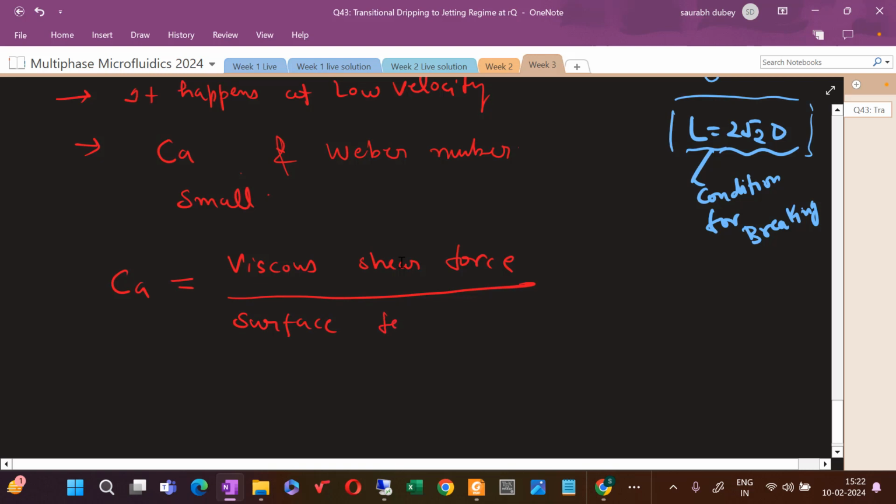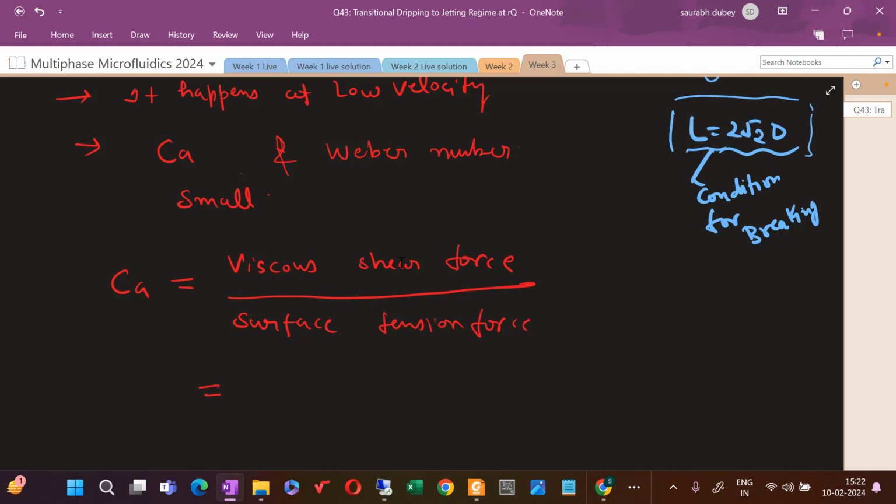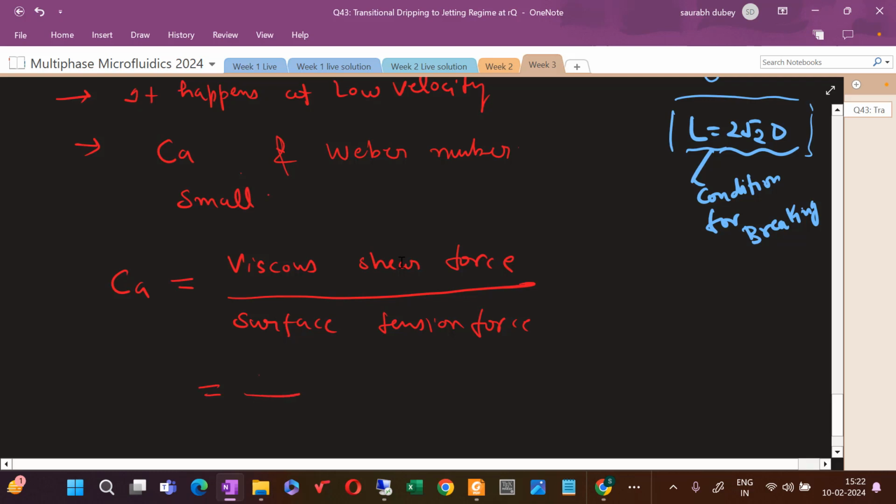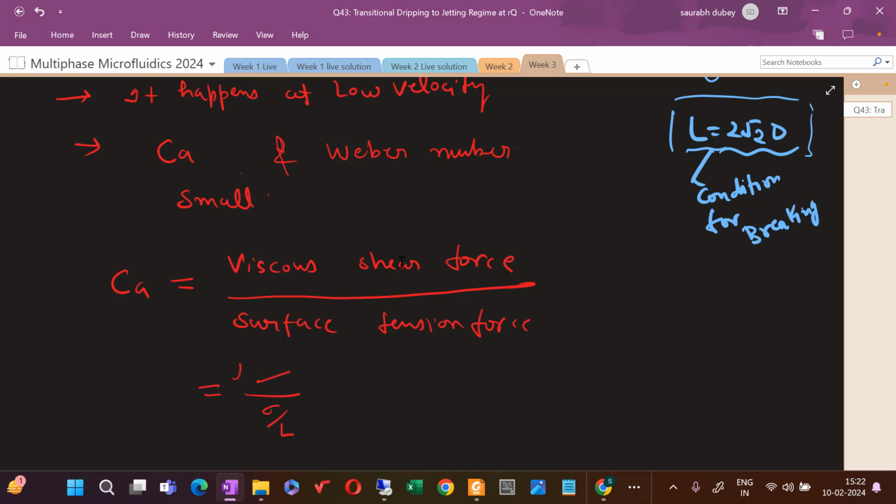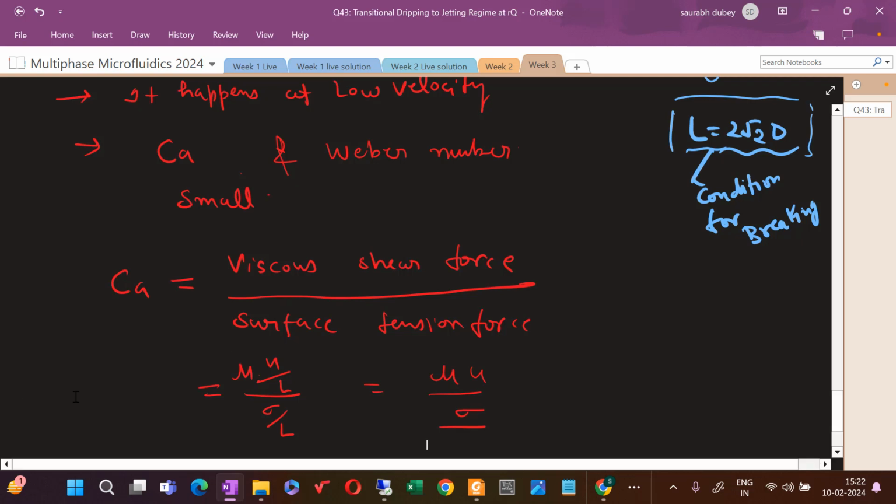Surface tension force means sigma, the surface tension, divided by L, and the viscous force is viscosity times U by L. So this comes out to be mu U divided by sigma, which is the capillary number.